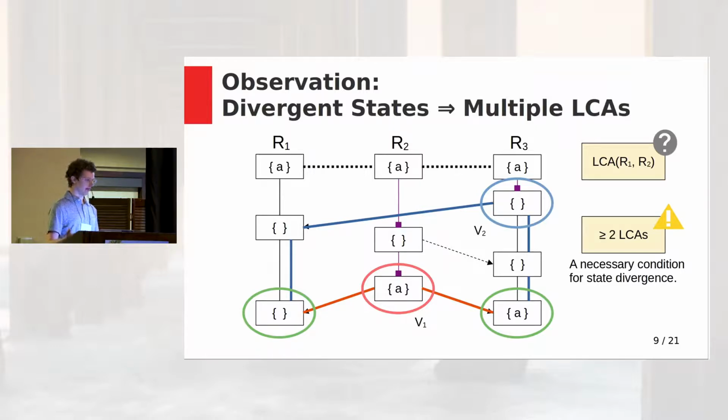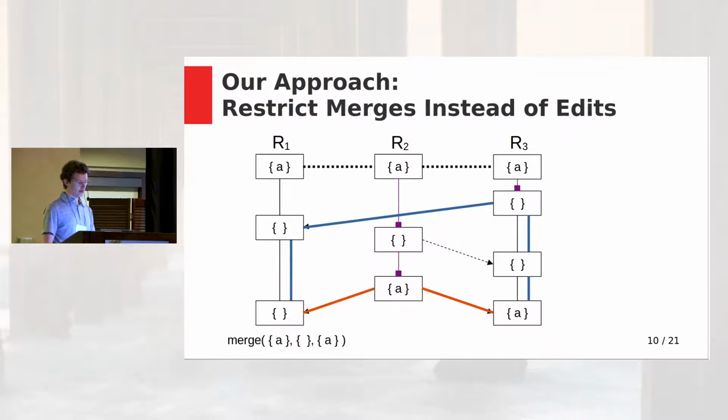So then that leads us a little further along our path. We've identified this condition of requiring these two LCAs. If we can prevent that from happening, then we can prevent divergence. And so a nice thing about LCAs and trying to prevent LCAs from occurring is that we can do that both by restricting the appearance of edits, but also instead by restricting the appearance of merges.